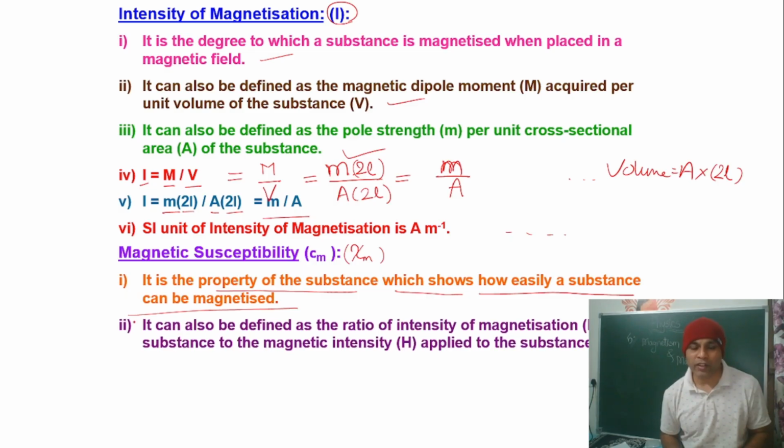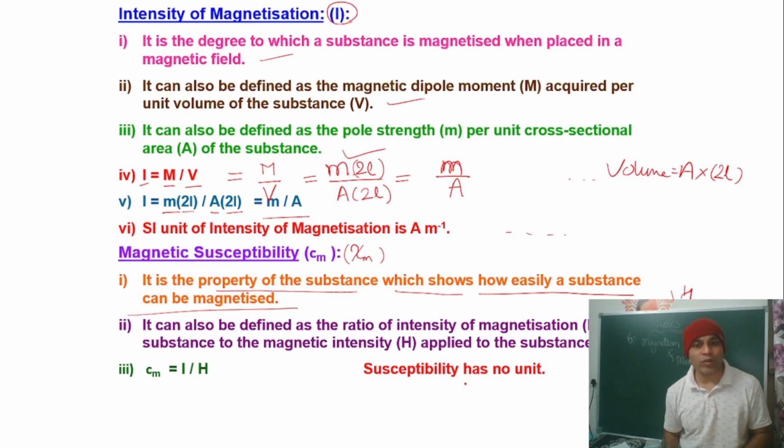And how is it defined? How can it be calculated? It can be defined as the ratio of intensity of magnetization I in a substance to the magnetic intensity H applied to the substance. The magnetic intensity H is applied on a substance, and that material itself has an intensity of magnetization I. How much it responds to this H intensity is called the magnetic susceptibility. So it is the ratio of the intensity of magnetization divided by the magnetic intensity.